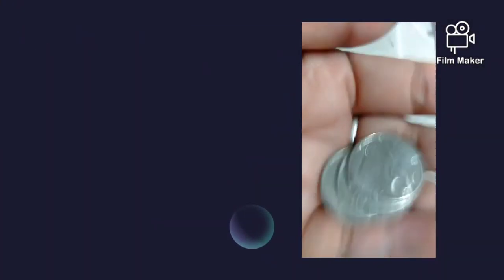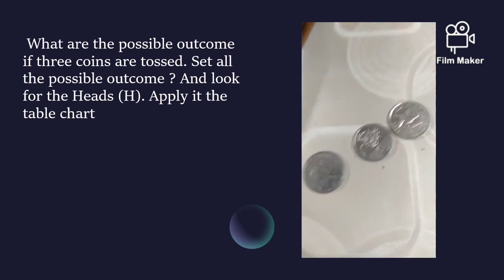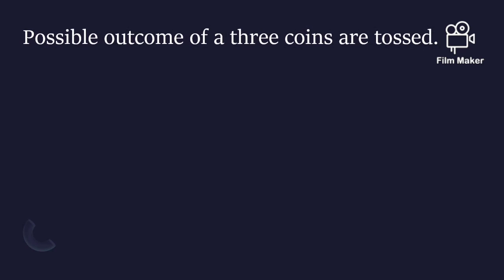This is 3 coins. Then you will solve and look for the possible outcomes. What are the possible outcomes if 3 coins are tossed? Set all the possible outcomes and look for the heads. Apply it in the table chart. Possible outcomes of 3 coins tossed.